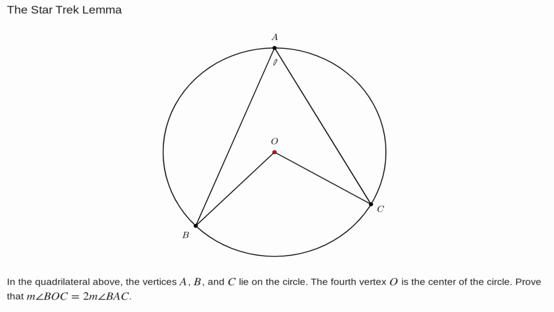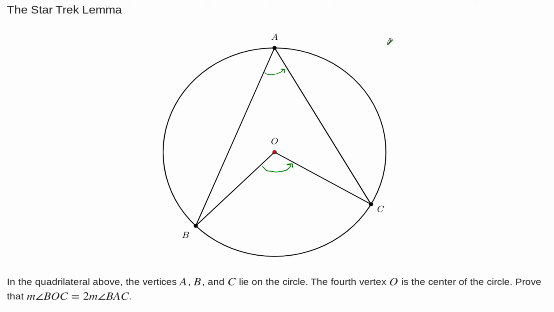The lemma here states that the measure of this angle, interior angle, so this is the angle BAC, is half of the measure of this angle, BOC. This is an exterior angle, BOC. All right, and we'd like to prove that here.